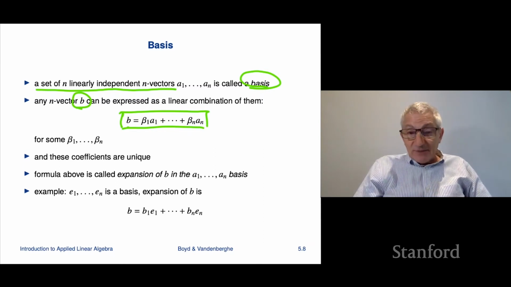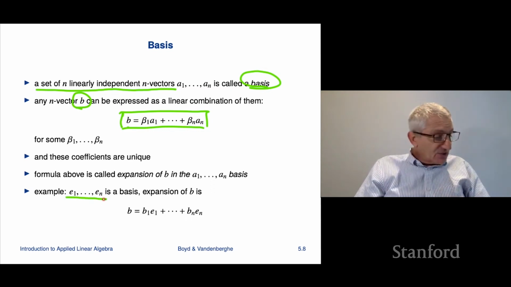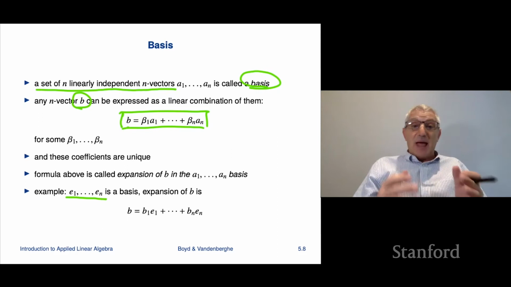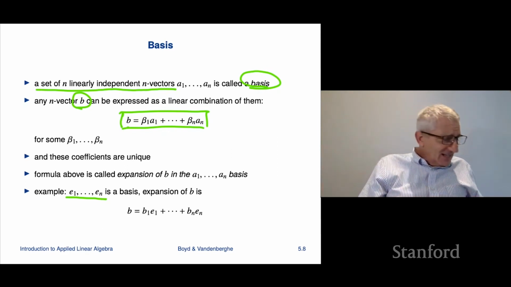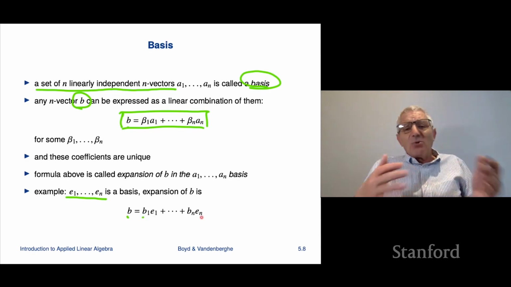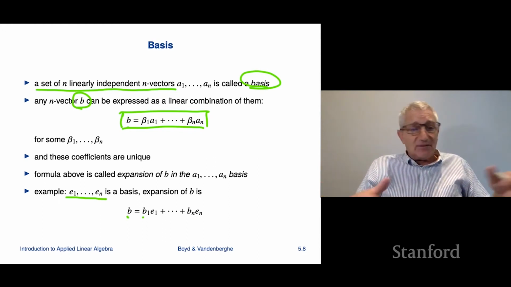Okay, so here's an example. This is completely pedantic and silly because it's completely obvious. E1 up to En are the standard unit vectors. That's a basis. And here's the expansion of a vector in the unit vector basis. It says B is B1 E1 plus up to Bn En. Well, we already know that, but it's just an example of a basis and an expansion in a basis.